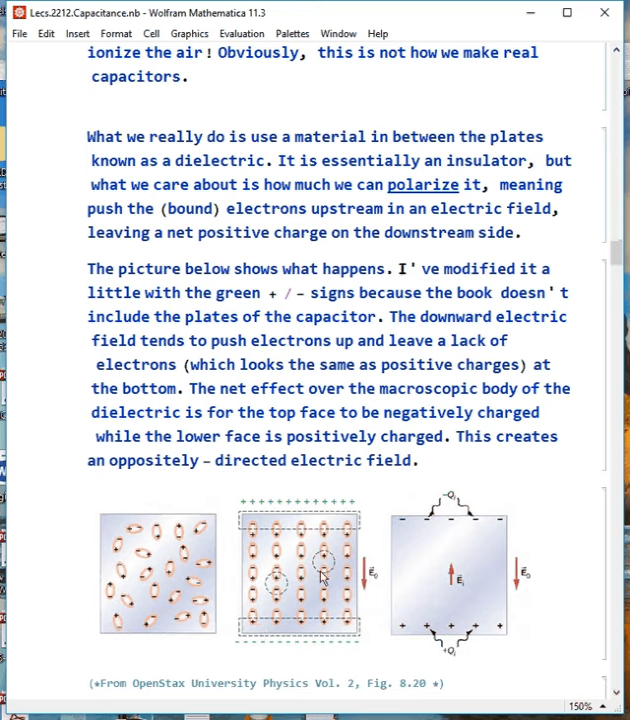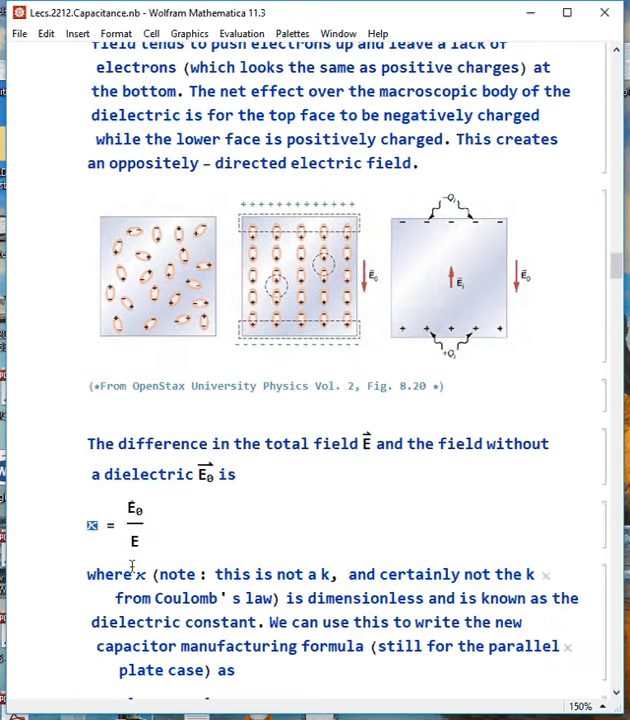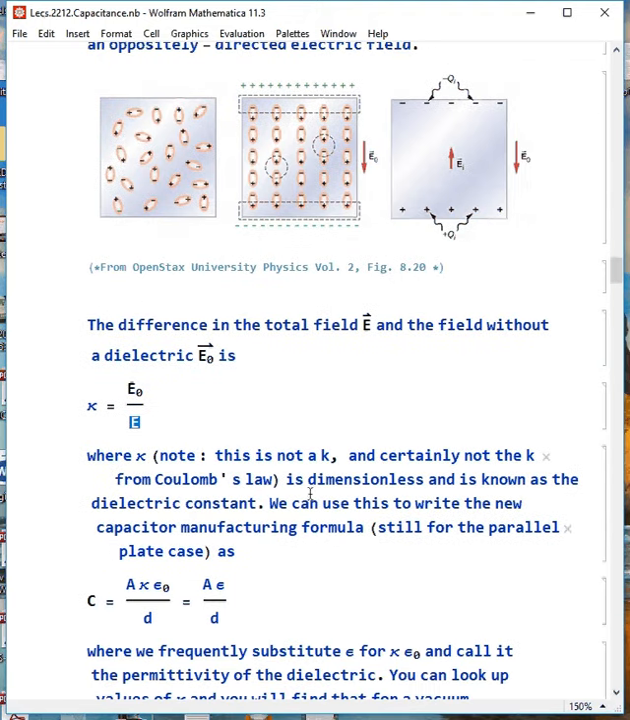That gives us an electric field that opposes the electric field from these green charges that we put on the plates. The two electric fields act to partially cancel one another, and the difference in the total field and the field without the dielectric we call kappa. That's not a K, and it's certainly not the Coulomb's law K. It's field strength without the dielectric divided by field strength with the dielectric. This is dimensionless, and we call this the dielectric constant.